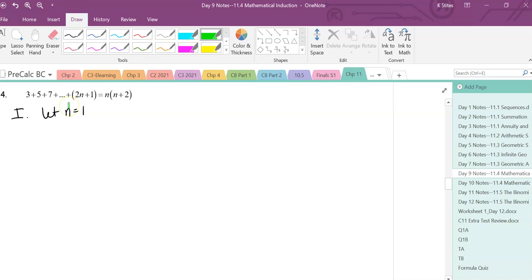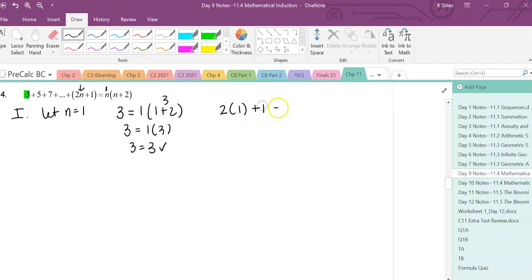Your first term is no longer a 1. It's a 3. Okay, so 3 equals, but your n is still a 1. So this is 3 equals 1 times 1 plus 2. So 3 equals 1 times 3. 3 equals 3. That is correct. Or again, you could just plug in the 1 right here if it makes you nervous that that's a 3 over there. 2 times 1 plus 1 equals 1 times 1 plus 2. And that's still going to give you 3 equals 3. All right, so condition 1 is met.